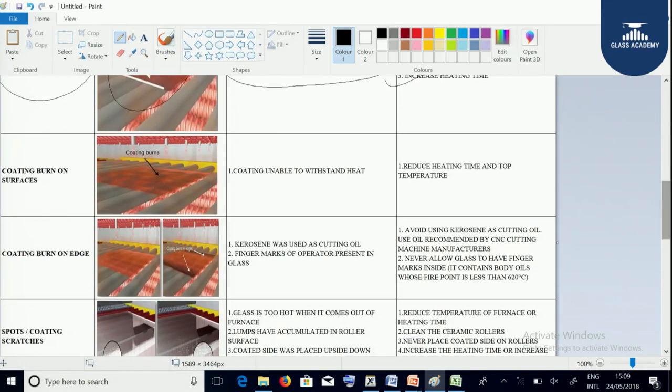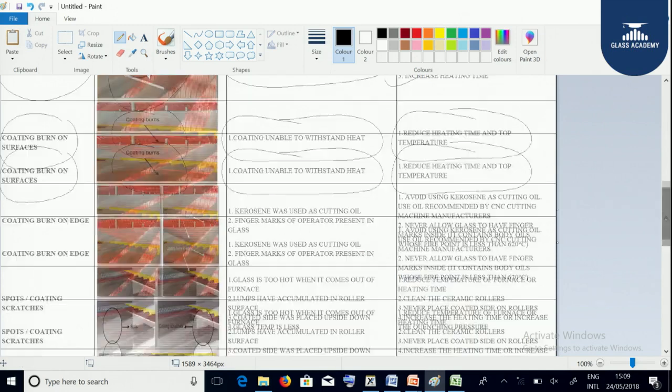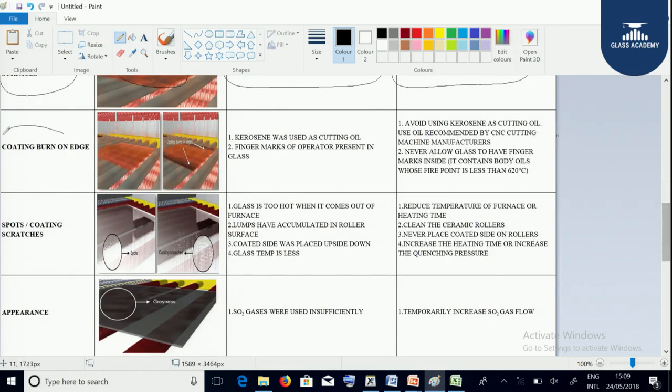The next issue that we face in tempering is coating burn on surfaces. You can see here the coating got burned. The reason is that the coating is unable to withstand the heat. We can overcome this issue by reducing the heating time and top temperature. The next defect is coating burn on edges. You can see there is a burn on the edges. The reasons are that kerosene was used as a cutting oil, and finger marks of operators are present on the glass. We can overcome this issue by avoiding kerosene as a cutting oil. The oil should be the one recommended by the cutting machine manufacturers.